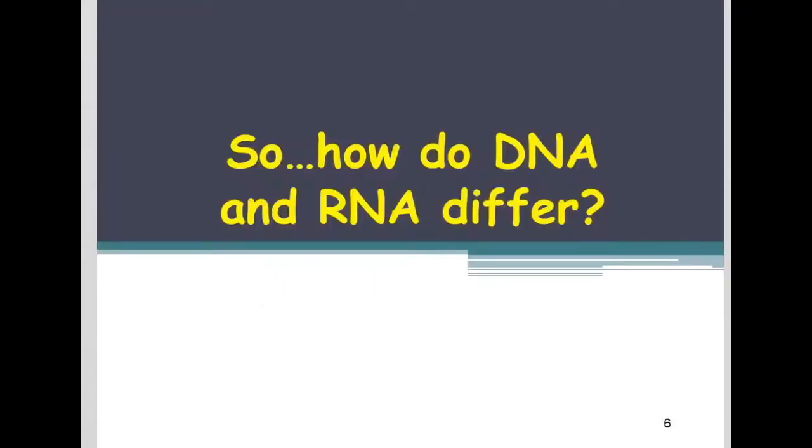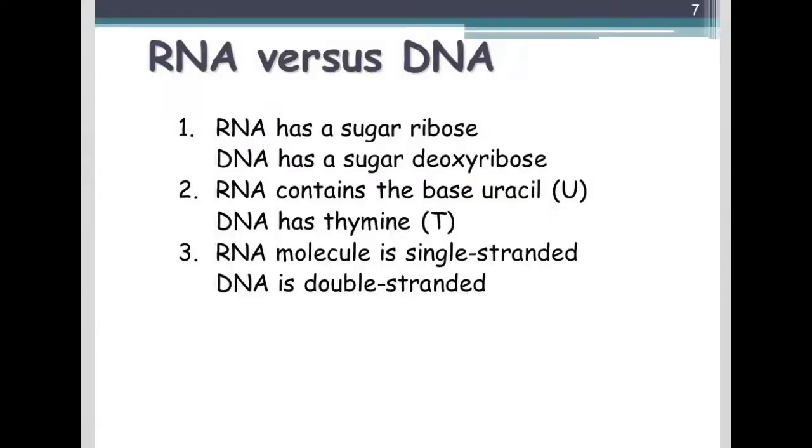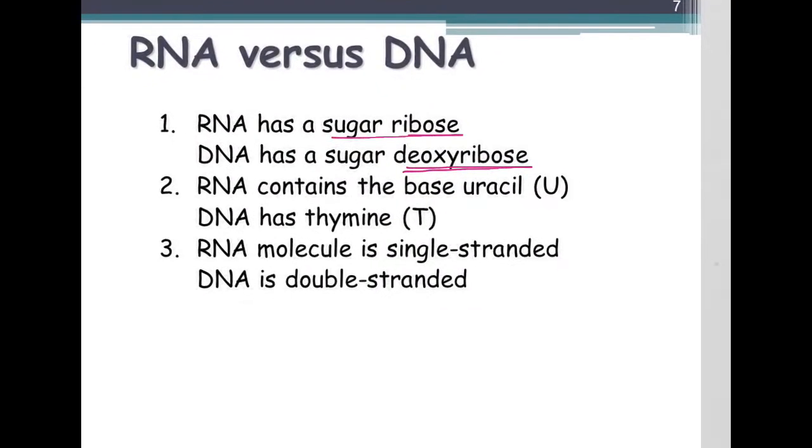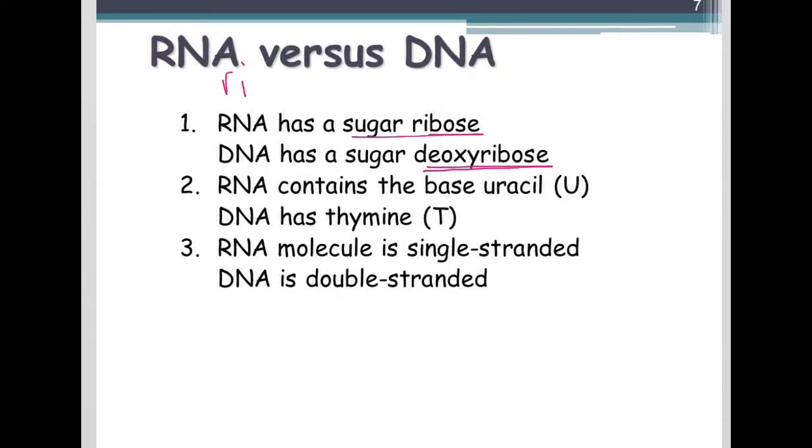And in fact, a couple of other things will be different. So how do they differ? There are going to be three main differences. Number one, RNA has the sugar ribose, whereas DNA has the sugar deoxyribose. That then means that RNA actually stands for ribonucleic acid, as opposed to DNA standing for deoxyribonucleic acid. So they are named partially after the sugar, that 5-carbon sugar that they have in their nucleotides.